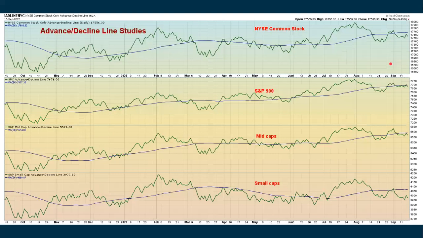We look at the S&P against some other stocks. We have a broad range advanced decline line study. On top, we have the NYSE common stock advanced decline line, where it's below its moving average, with the S&P 500 dropping below its moving average. The mid caps are also showing weakness, and the small caps are showing even more weakness.